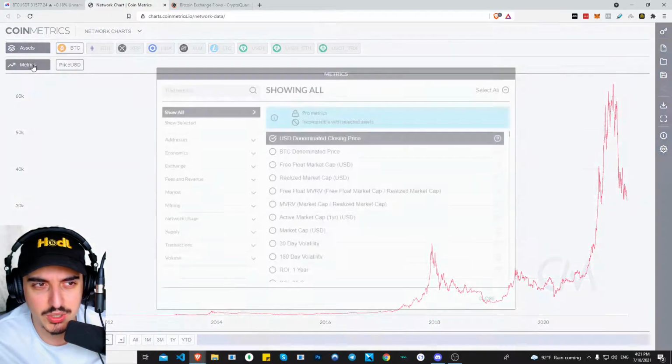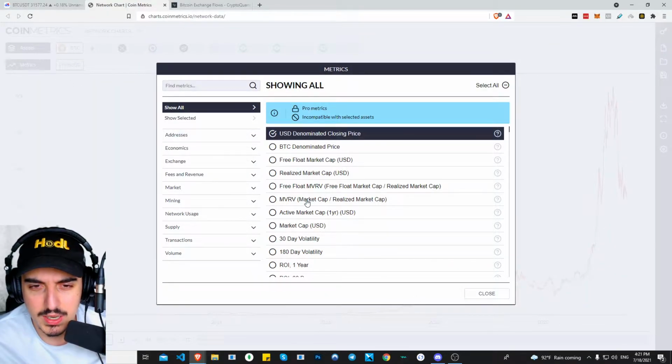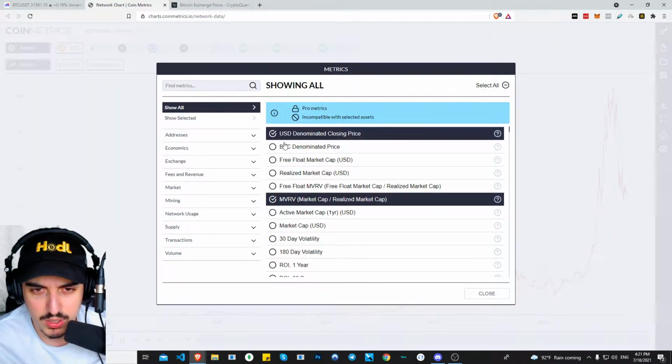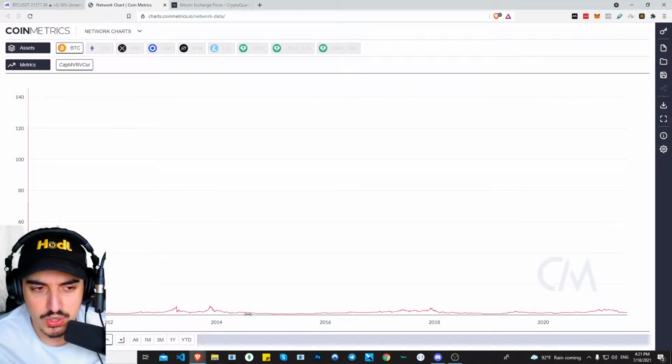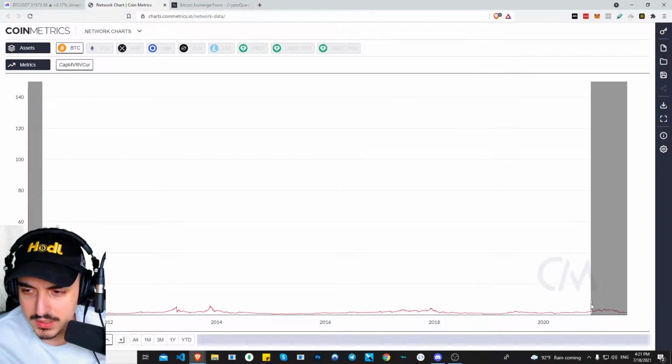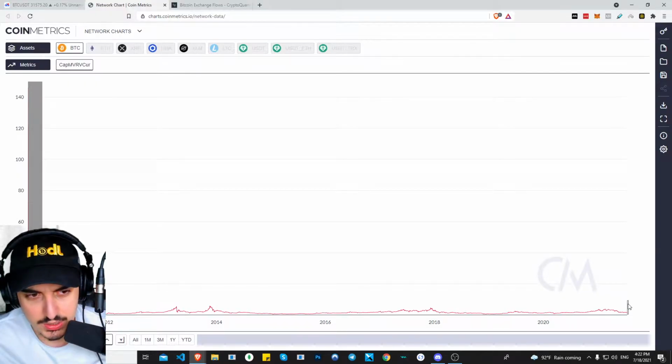So let's click on the metrics. Let's click on the MVRV, which is going to be the 1, 2, 3, 4, 5, 6th one from the top. Just click that one, and uncheck this one so that we can just see this data. As you guys can see, it is starting from 140 and it's just going down over here. So what we need to do right now is unmark that area, and let's just see this part of the chart.